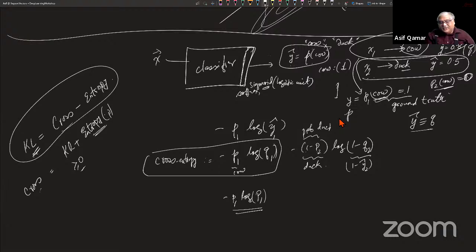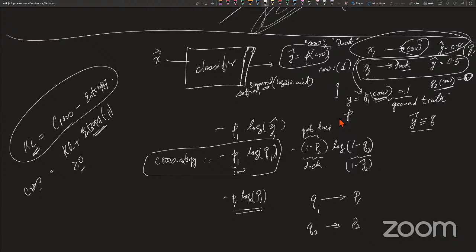As your learning takes place better and better, you want Q1 to tend to P1, and Q2 to tend to P2. You want these matchings to happen. You see that, right? And that is what you're pursuing.